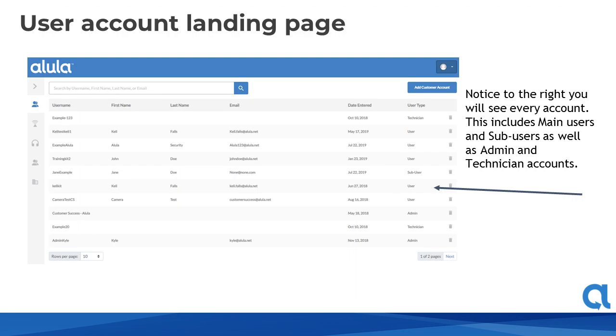And so once you sign in, you're going to get access to the user account landing page? Exactly. So once you log in, the first page that you come to is going to be your user accounts. On the left-hand side, you'll have the username that's been created for your customer, their first and last name, their email, and then the date that you created the account. Now, in addition to what has been there in the past, that's technicians, admins, and users, you're also going to see sub-users. These are going to be additional users that are associated with those main user accounts, and we'll get into that a little bit later.